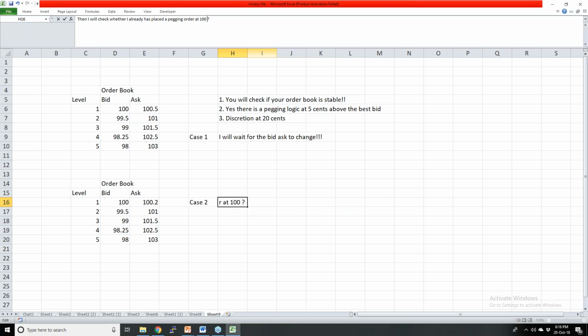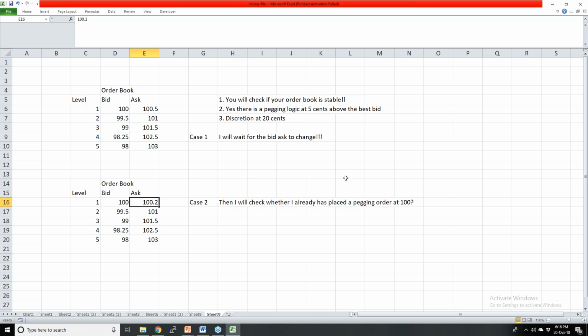At 100 or any other price. If it is at 100, then only your discretion range will be at work. If it was anything below it, then your discretion range would not have worked. This flow diagram is basically monitoring the blending of pegging and discretion.